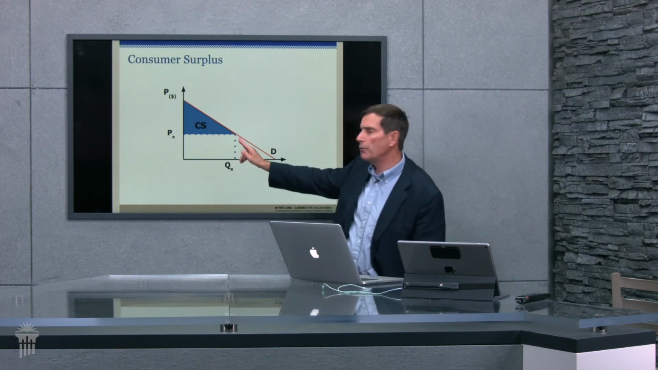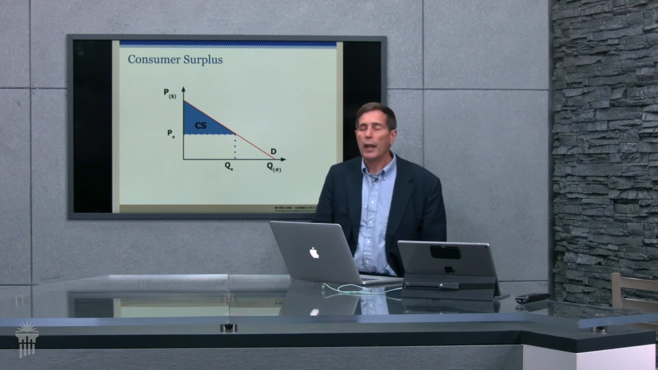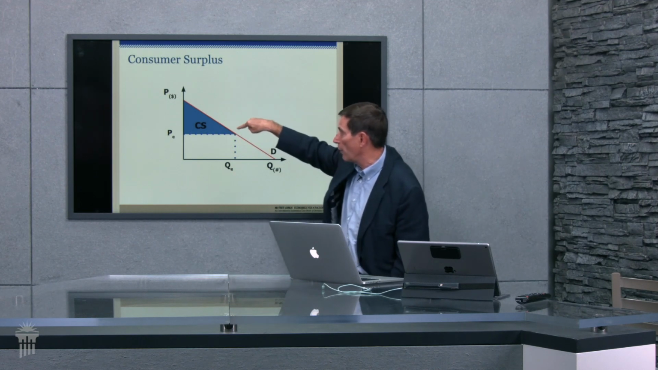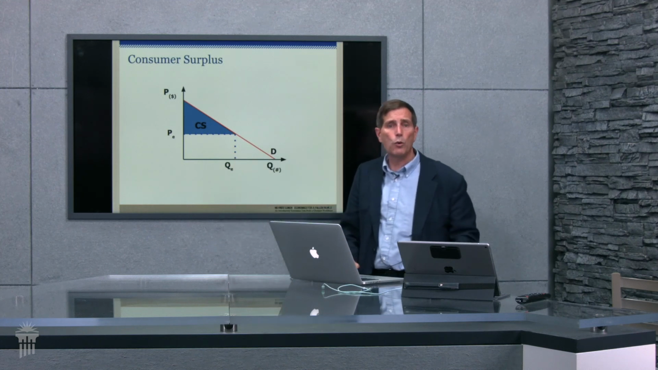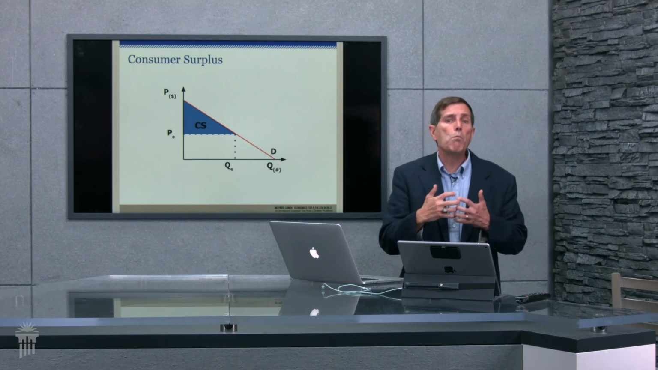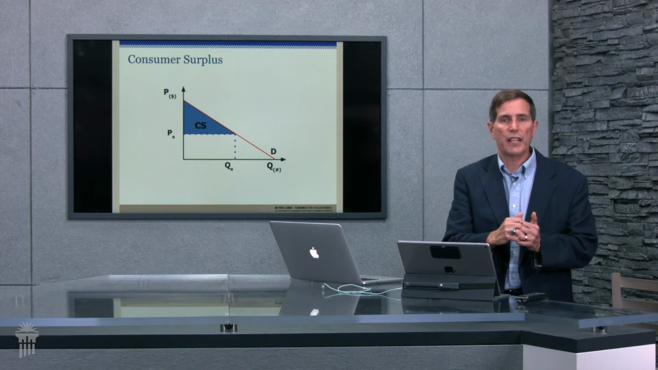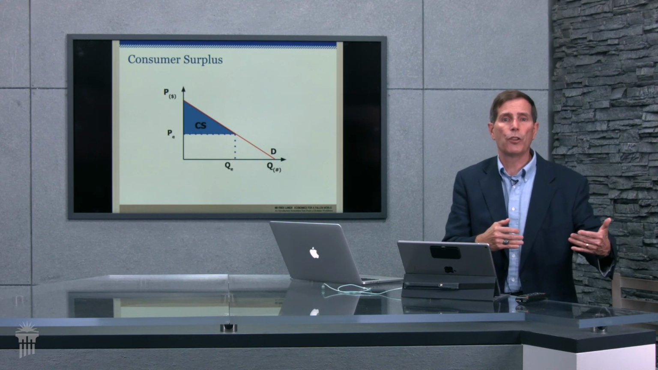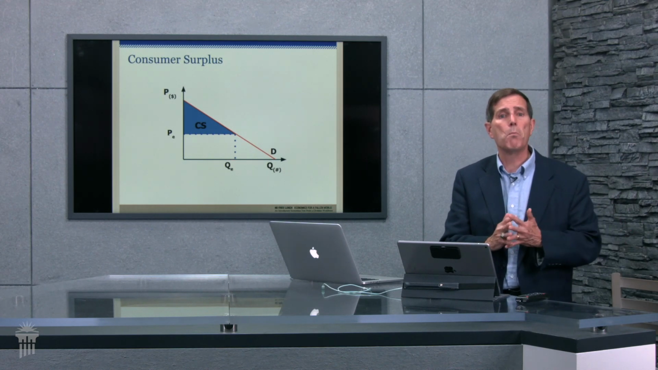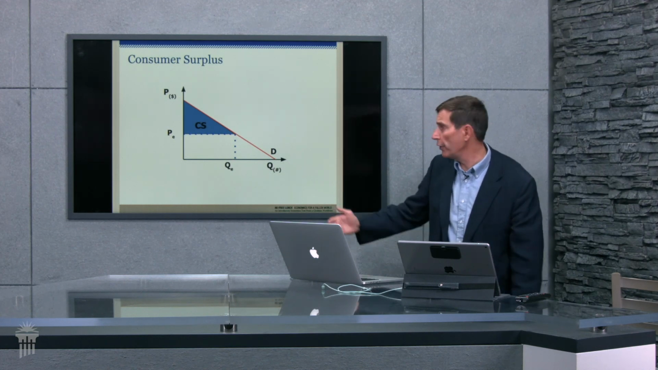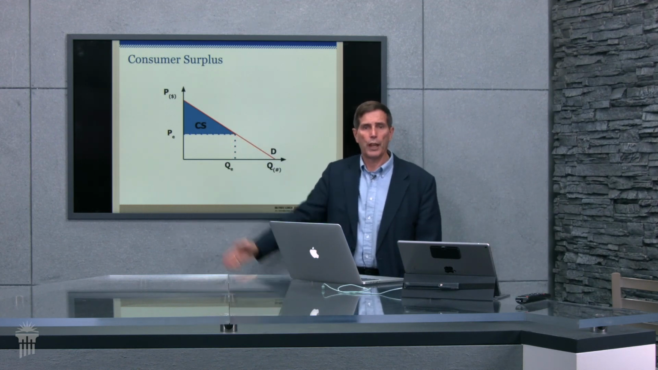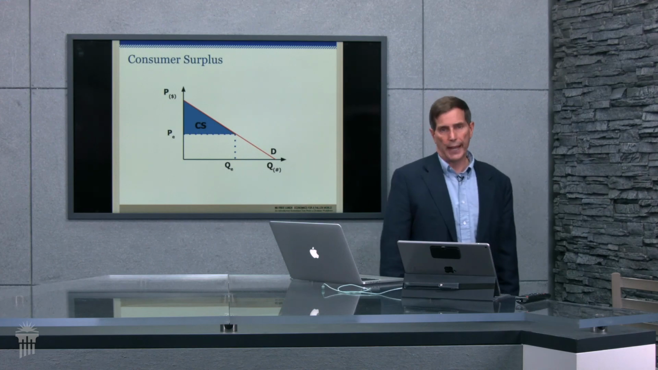We will consume up to that equilibrium point, because as long as the demand curve is above the equilibrium price, we are getting more benefit than we actually have to sacrifice in terms of the foregone opportunities that our money could have purchased. We call this term the consumer surplus, and it's the consumer share of the gains from trade.